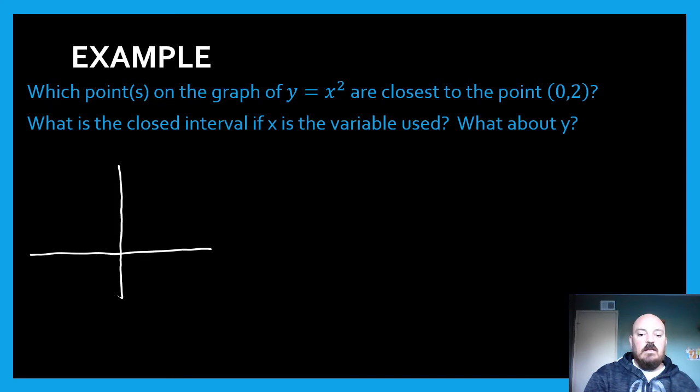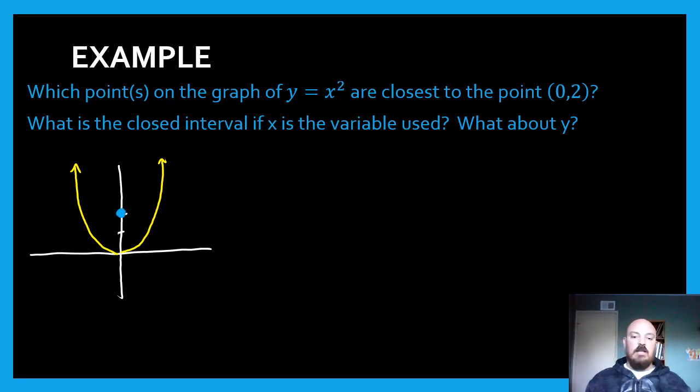So right here, y equals x squared is just this basic parabola. And let's say the point (0, 2), that would be just up 2, so let's say that's (1, 2). We'll put it right here. Say the point (0, 2) is right here. So we're saying which point or points on the graph are closest to that blue point right there.